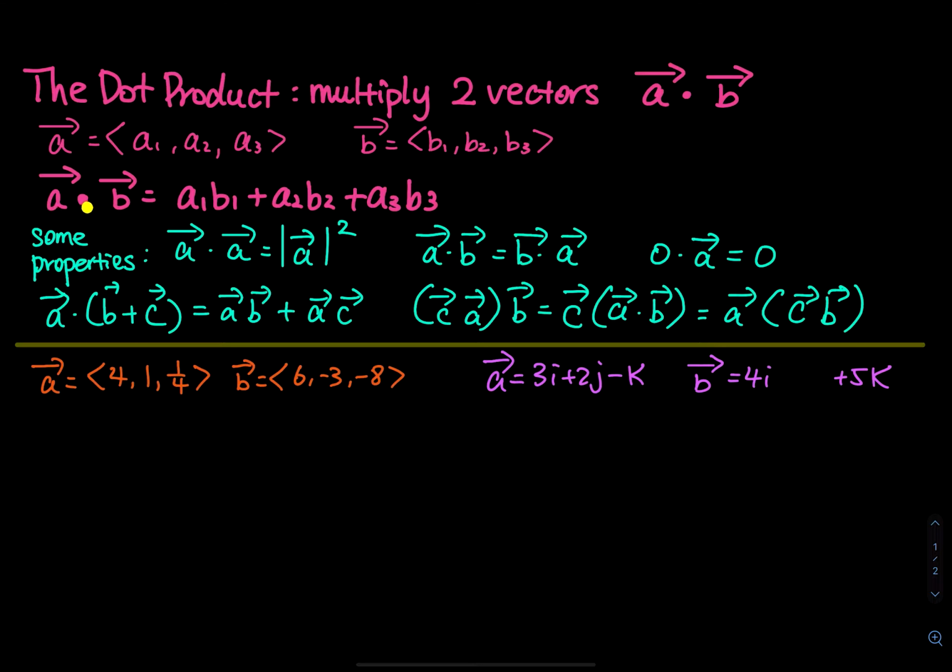So A dot B is the product of the first components, plus the product of the second components, plus the product of the third components. Pretty easy to do. So there are some properties.